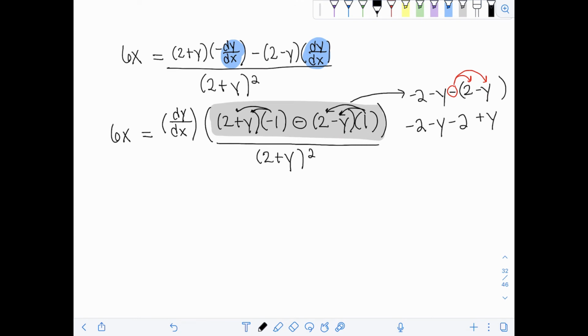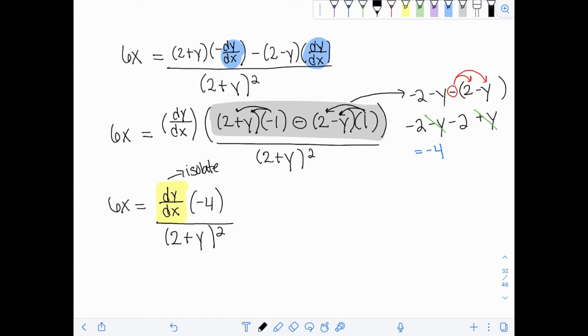If we keep going, you might notice that the y's cancel, and I just get negative 4. So that whole part in gray simplifies to negative 4. Let me rewrite it: 6x is equal to dy dx times negative 4 all over 2 plus y squared. I've simplified because of all the messiness that came from the quotient rule. But remember that when we're trying to find dy dx, the very last step, once you've taken the derivative, is to isolate the dy dx. That's the last part I'm going to do for this problem.